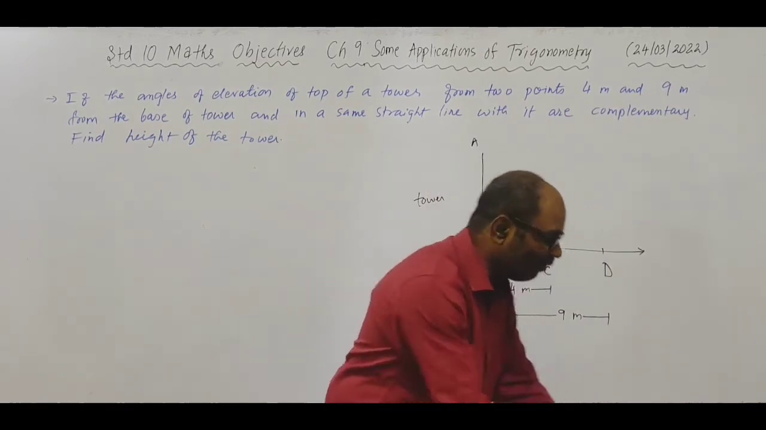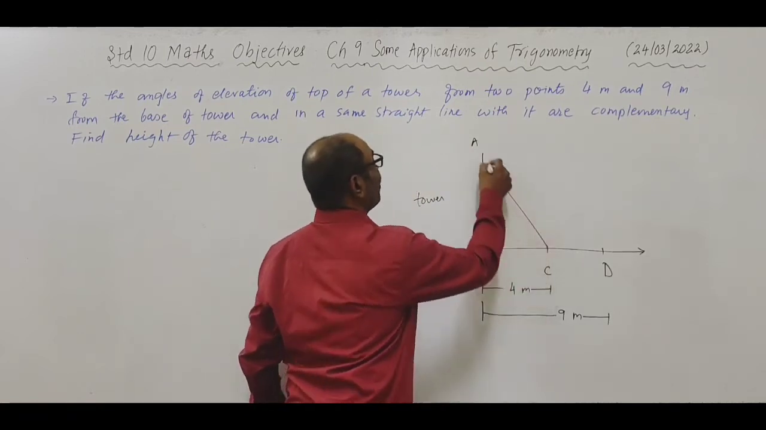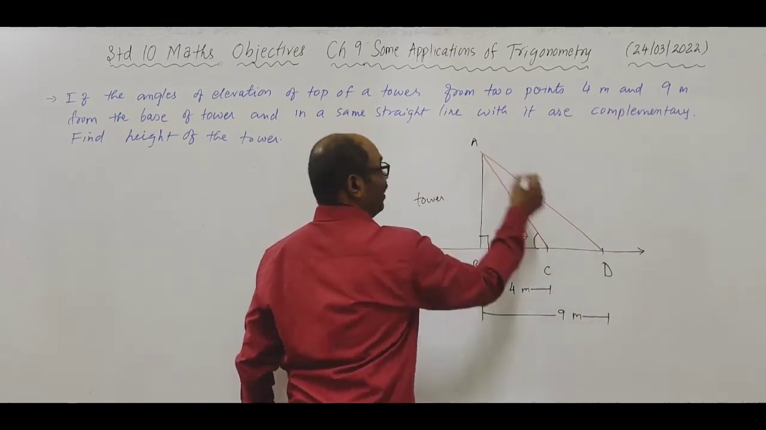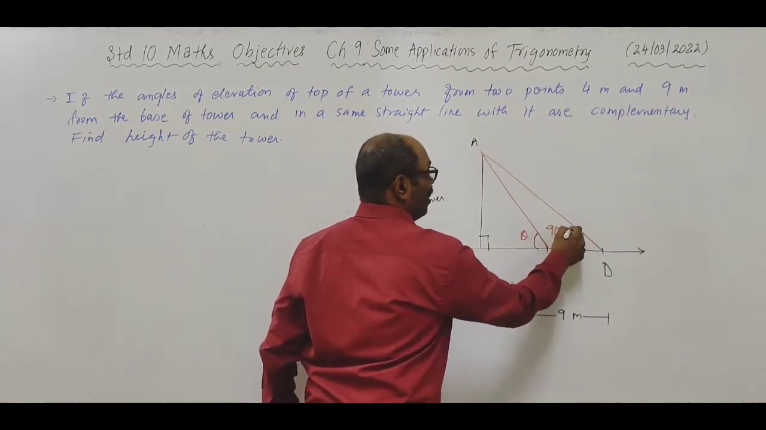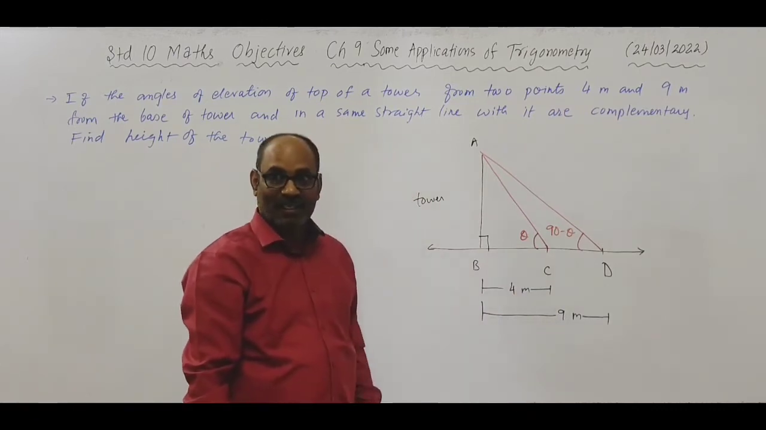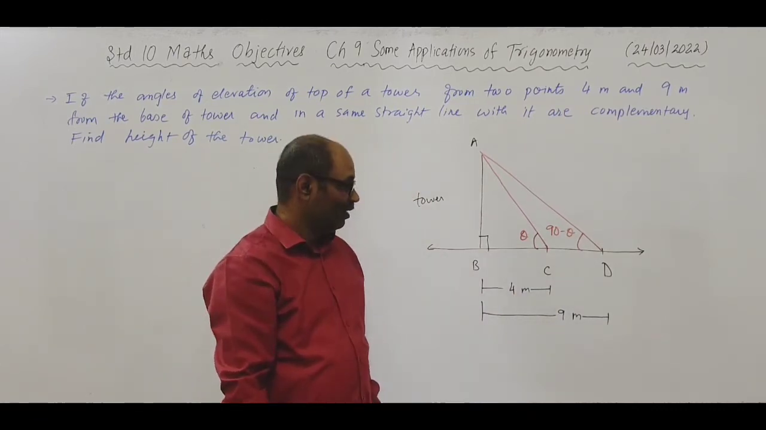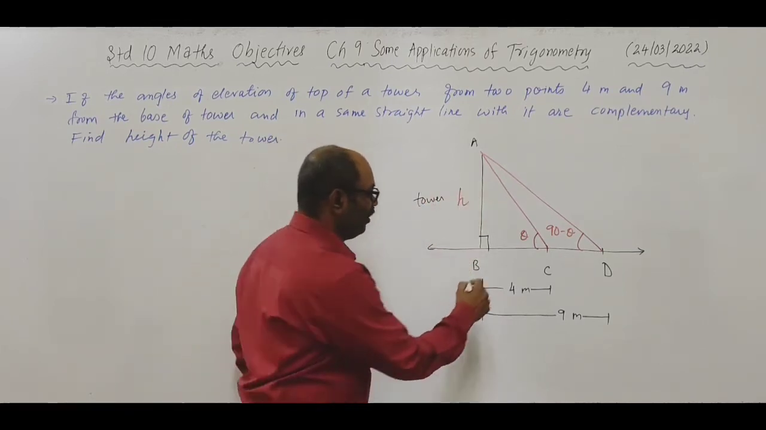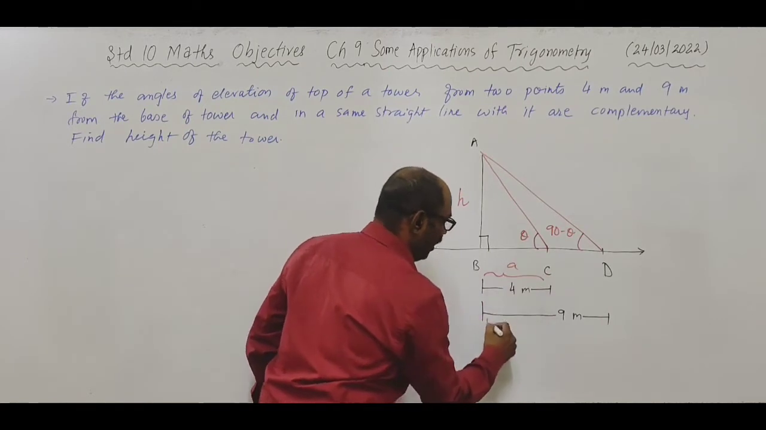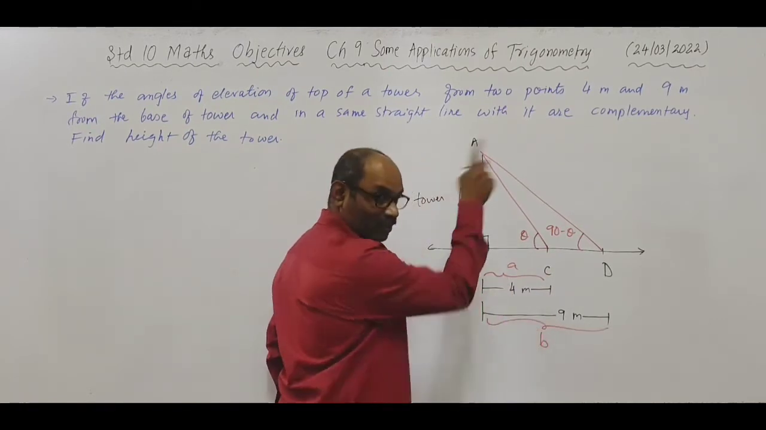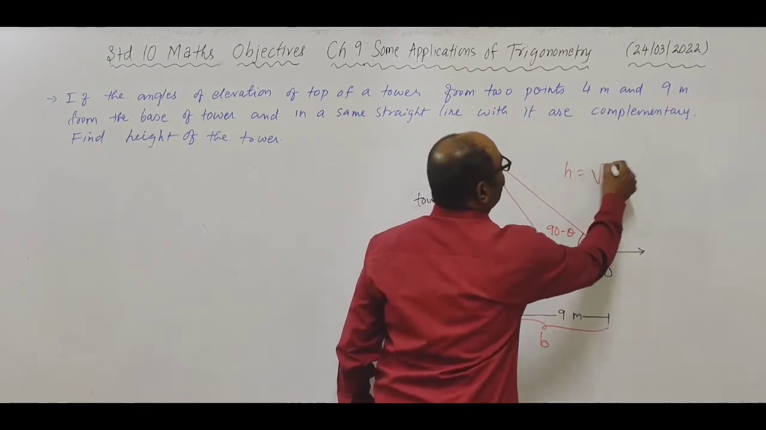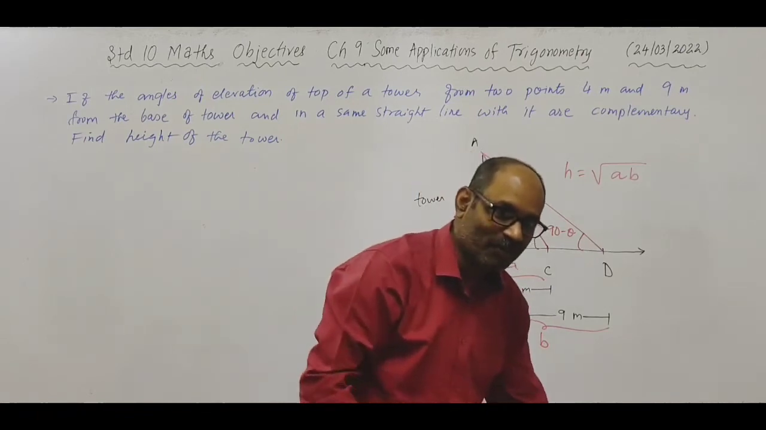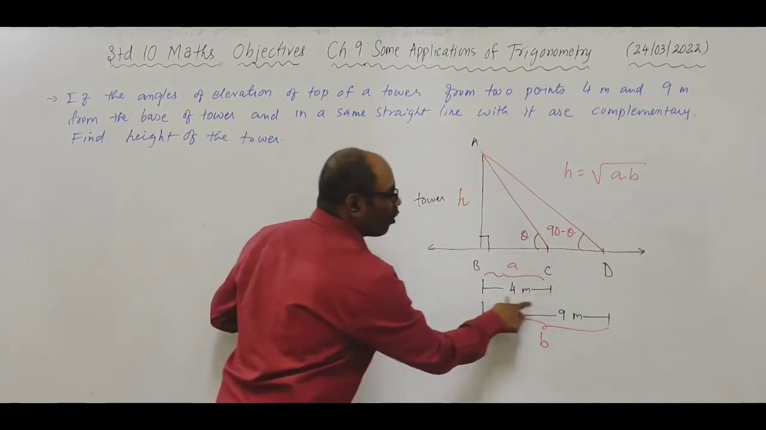So you got 2 angles of elevation. This is angle of elevation theta. And this angle of elevation is 90 minus theta. Then what is the height of the tower? Children, if this distance is A and this distance is B, the height of the tower is square root of AB. You have to remember this. I will show you the proof. Let's forget 4 and 9.